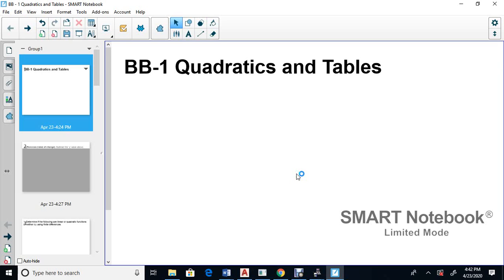So in this video, I'm going to look at quadratics and tables. It's really rates of change at the start. And then later we're going to do something quite difficult. We're going to find an equation either from a table or from some information. So find the equation of a quadratic.